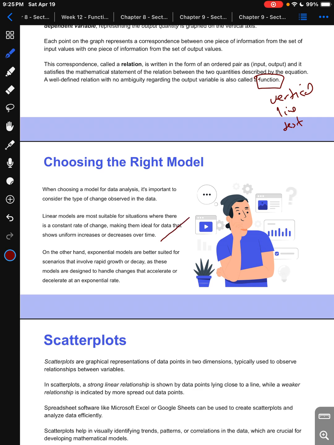So linear models typically look like this. Exponential models tend to be curved either this way or this way.